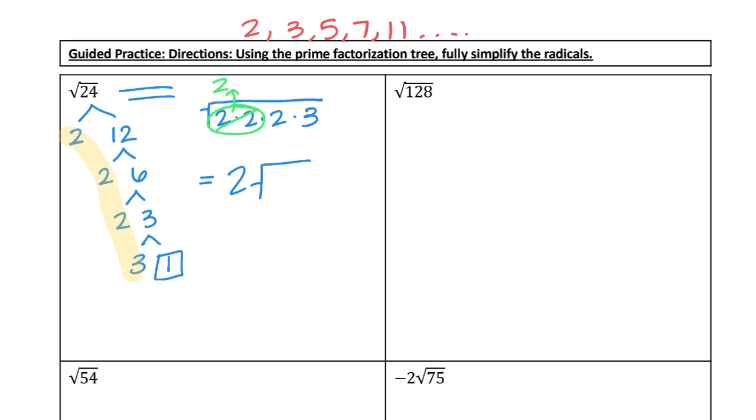Now, we have numbers that are left over. Those leftover numbers are 2 and 3. Whatever is left underneath the square root, we just multiply those back. So 2 times 3 is 6. So the square root of 24 simplifies to 2 square root of 6.